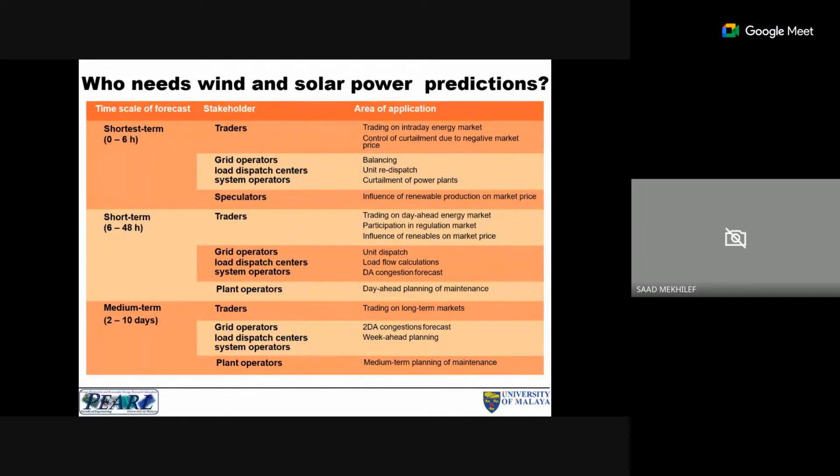And in this forecasting, there are quite a number of ways or scales in how we do the prediction. Anyway, maybe it's 30 minutes now. Any questions so far?